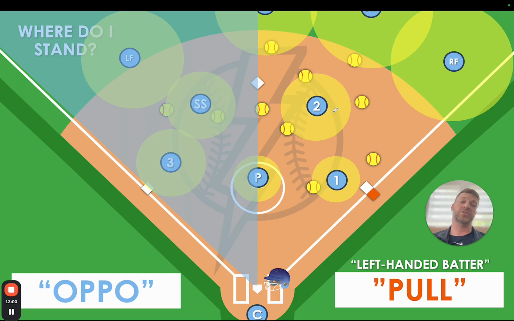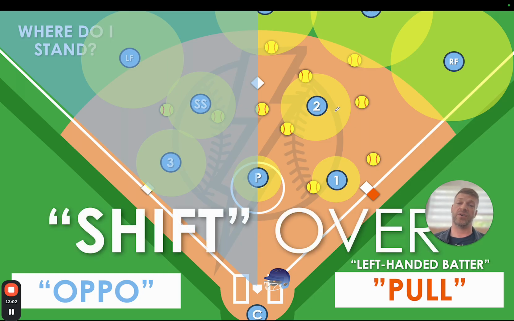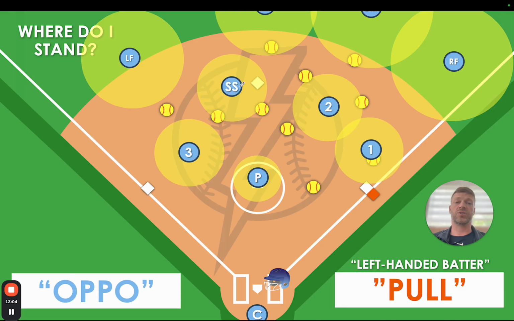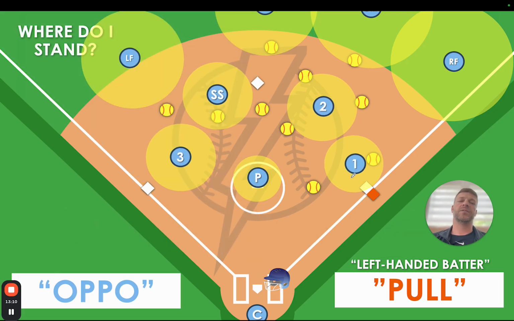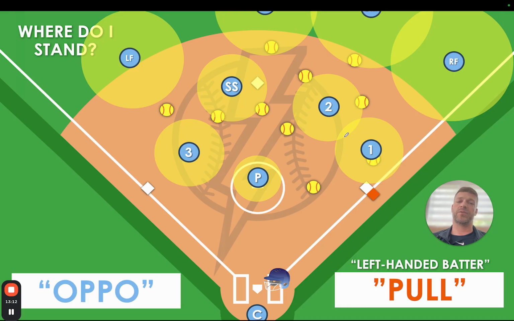Well, we can also shift our infield too. Let's shift our infield over so our shortstop can help with more balls. Okay. Notice I also moved first base back. Okay. And that'll help give her a bigger range because more of the balls are coming this way. All right. Well, third, you're saying there's a huge gap here.